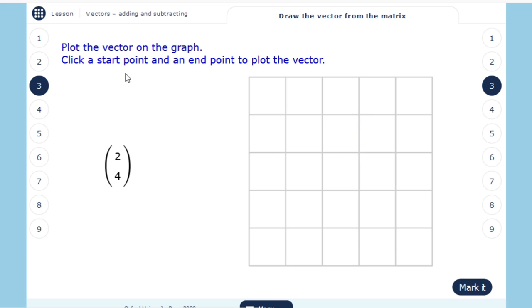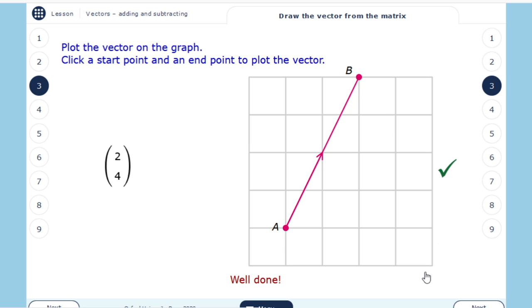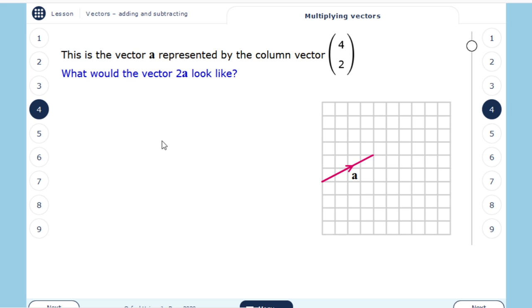Now plot the vector on the graph. Click at the starting point and end point to plot the vector. (2, 4). Now, if I start from here, it says I should go 2 on the right and 4 up. 1, 2, 3, 4. So that's my end point.